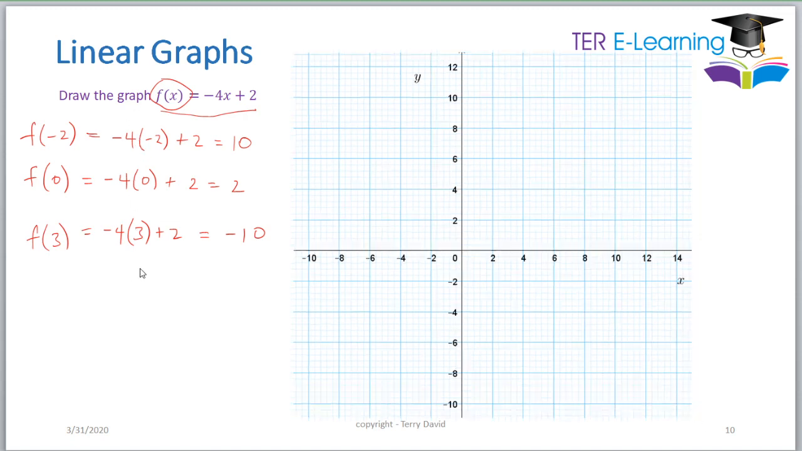Alright, so based on the substitutions that we did, my first coordinate is minus 2, 10. My second coordinate is 0, 2. And my next coordinate is 3, minus 10.